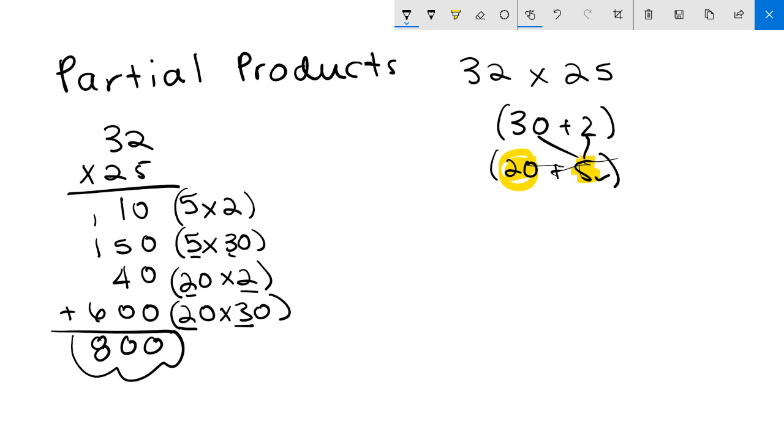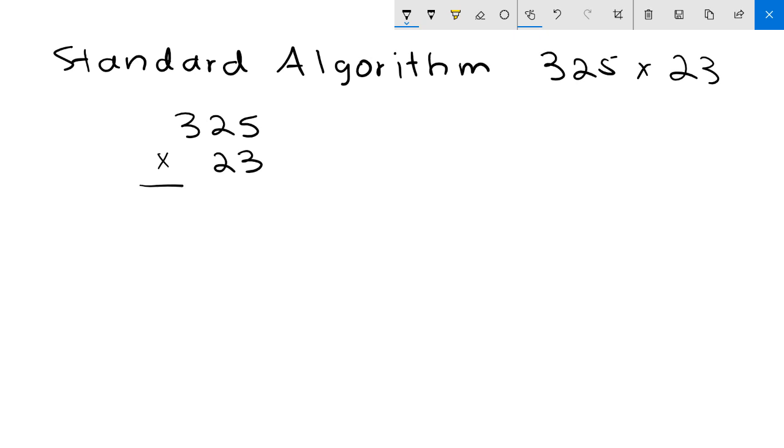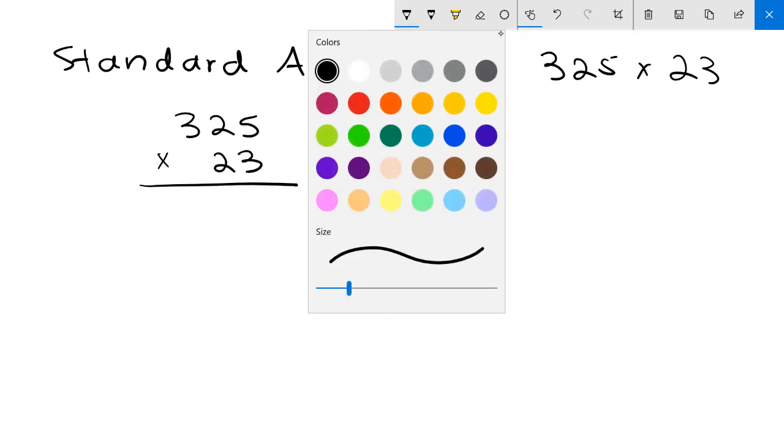Okay. Now the last one is going to be standard algorithm. Okay. So now standard algorithm is probably what a lot of people are familiar with. Okay. And we're going to focus on 325 times 23. Okay, so what we do is we're going to stack up 325 times 23.